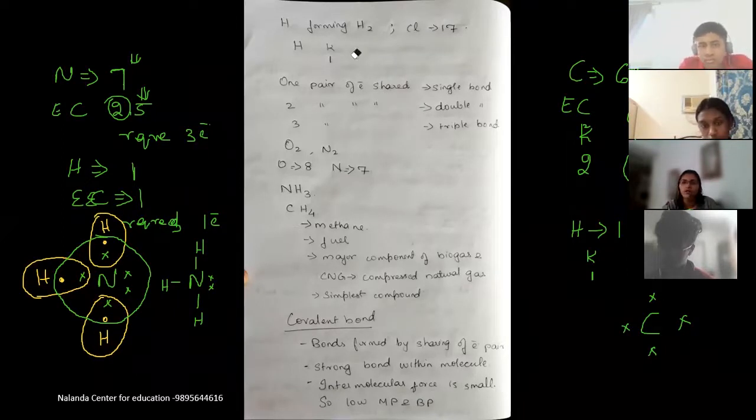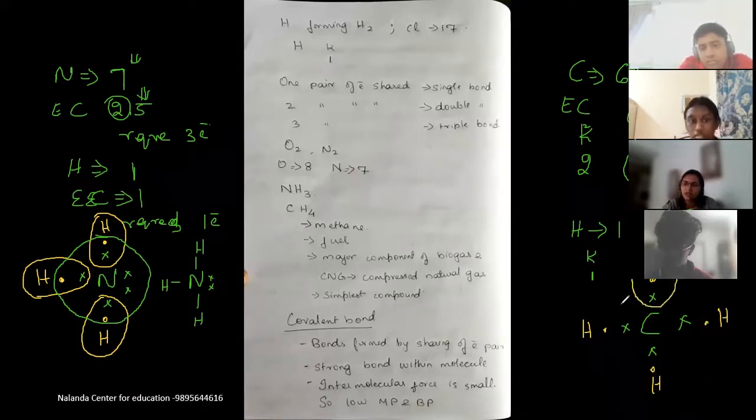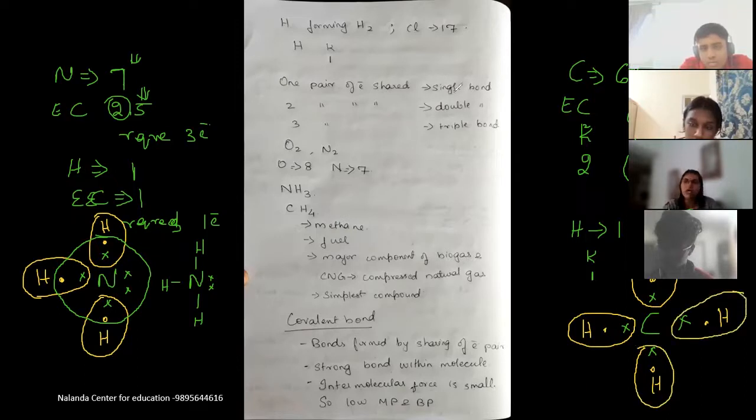We'll draw 4 hydrogen, each with 1 valence electron. What does each hydrogen do? It extends its attraction to one of the carbon atom's electrons. Now, what does carbon do? Carbon is happy because it is going to claim 4 electrons from all the 4 hydrogen atoms.